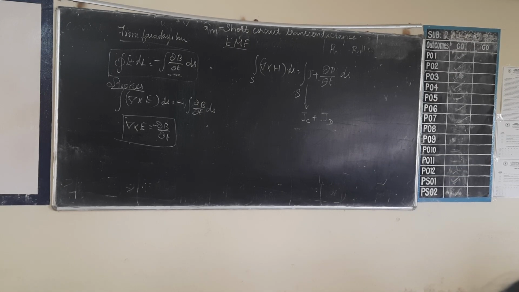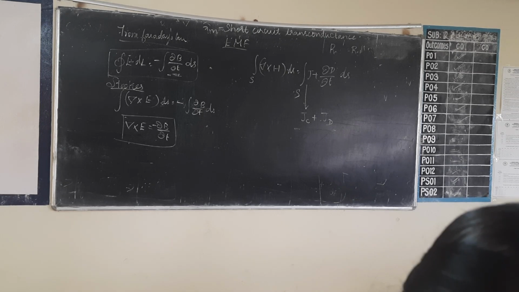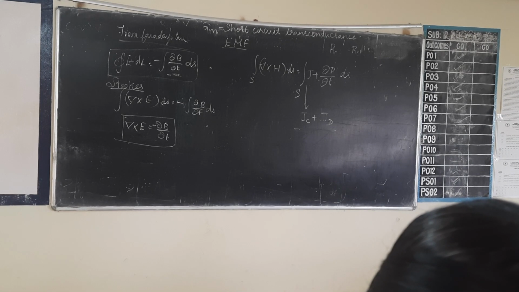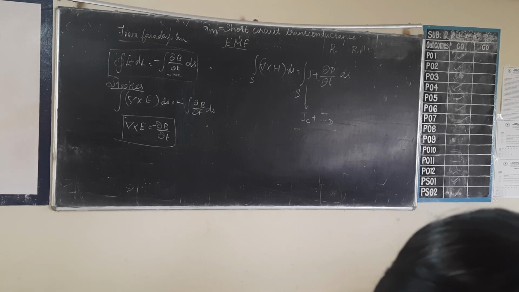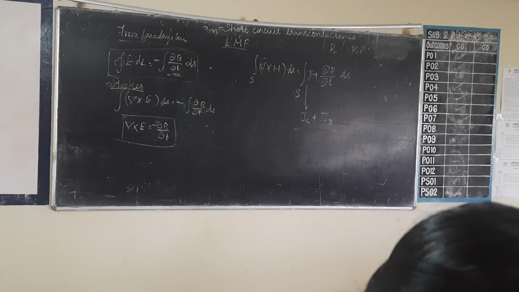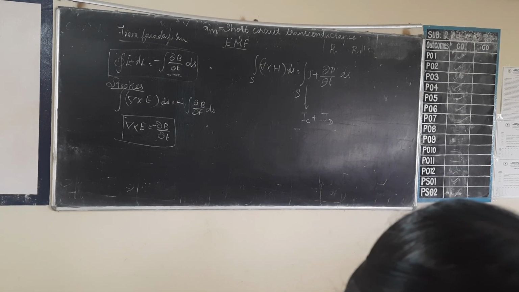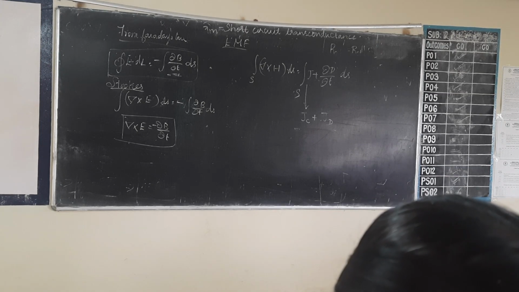Find the value of K to verify the Maxwell's equation for the region where sigma is equal to 0 and rho v is equal to 0.